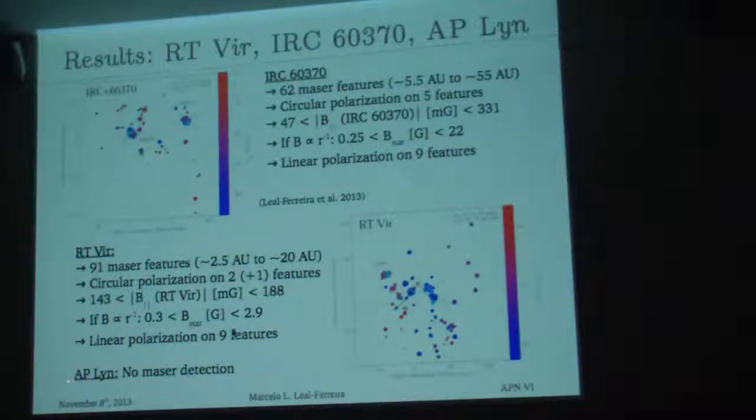In APN Lind, we did not detect any masers. So that doesn't mean that we didn't detect polarization. It means that we didn't observe the masers themselves.